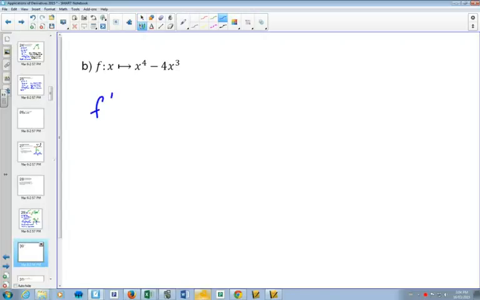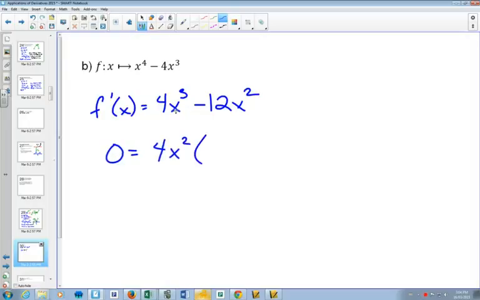So if we do our derivative here, we get 4x cubed minus 12x squared. And then if you make that equal to 0, you can factor out a 4x squared, leaving you with x minus 3. Split it up here, and x equals 0 or x equals 3. Those are the places where your derivative is equal to 0.